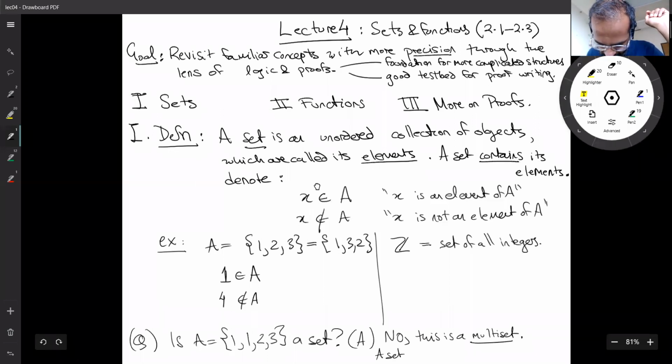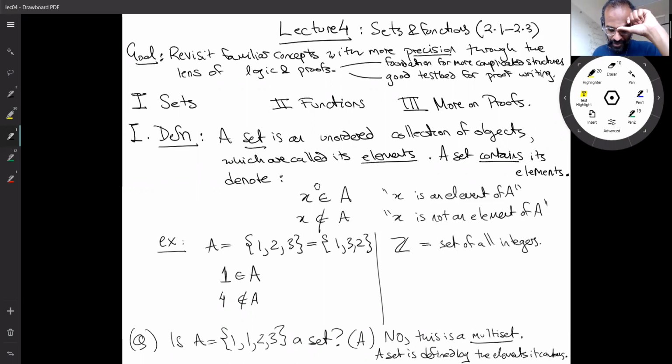So a set is defined by this relationship of being an element, defined by the elements it contains. In particular, this set contains the elements 1, 2, and 3. And that's it. If you add another 1 here, it doesn't change that. So the convention is to not list repeats in a set. It's a great question.